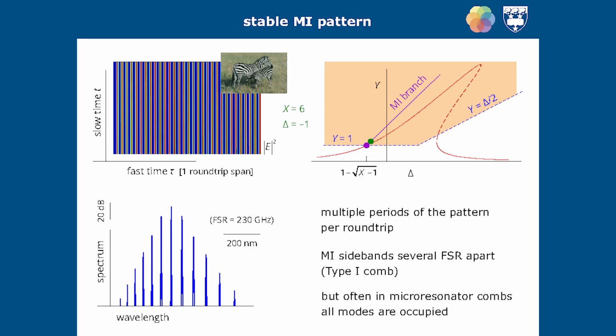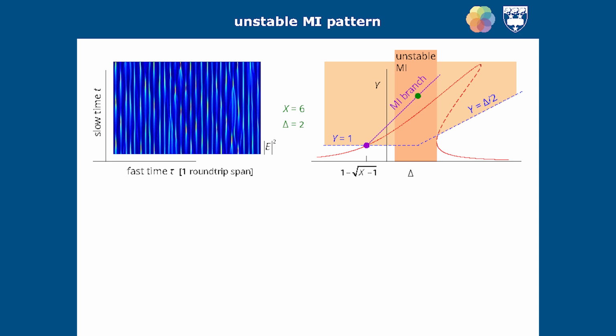The problem with type 1 combs is that this picture is a little bit more complicated than that, in that very quickly as you push the system towards the right here, this modulation instability pattern destabilizes, starts to breathe and be chaotic and so on. So that's not very nice.